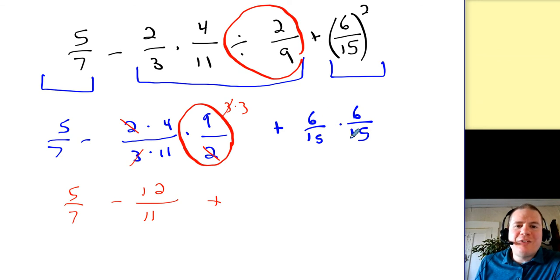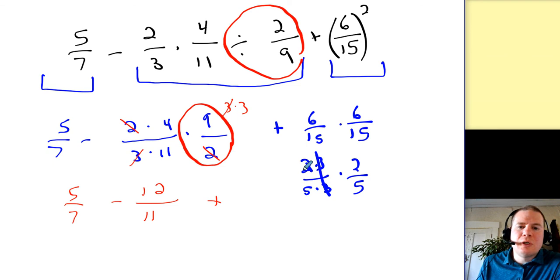Now, subconsciously, I must have wanted to remind you about reducing. Instead of doing 15 times 15, notice 6 is 2 times 3. 15 is 5 times 3. So this reduces to 2/5. This is going to reduce to 2/5, right? It's the same number. I could have reduced 6/15 even before I recognized the square. So 6/15 reduces to 2/5. 2/5 times itself. 2 times 2 is 4. And 5 times 5 is 25.